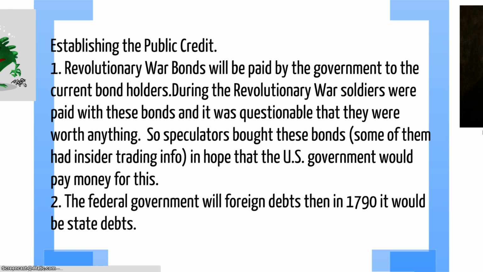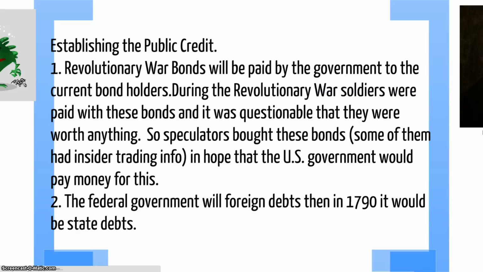So this is Hamilton's financial plan, and his goal is to establish the public credit. There's two different points. There's a total of 4. So we'll look at first what Hamilton thought and then what Jefferson thought. So during the Revolutionary War, the only way the soldiers really got paid was through war bonds, and they were paid by the government. And the problem is that many of these soldiers needed money now.